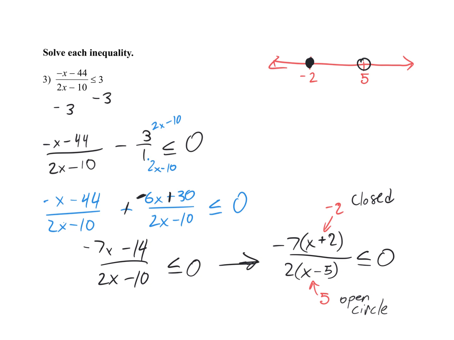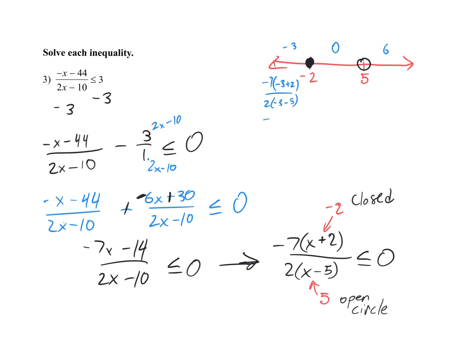The easiest number to plug in, of course, is 0. A number less than negative 2, maybe negative 3. And if we plug in, let's say 6. Okay, again, I'm not going to calculate the numbers out here. I'm actually just trying to figure out what the sign is. So if I plug in negative 3, and I do negative 3 plus 2, and on bottom I have 2 times negative 3 minus 5.